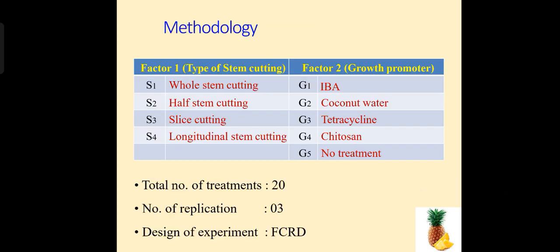The methodology: two factors were involved in this study. First factor is type of stem cuttings and second factor is growth promoters. Types of cuttings include whole stem cuttings, half stem cuttings, sliced cuttings and longitudinal stem cuttings. And the growth promoters include IBA, coconut water, tetracycline, chitosan and no treatment. Together it includes 20 treatments with 3 replications, and the design of experiment is FCRD, that is factorial completely randomized design.